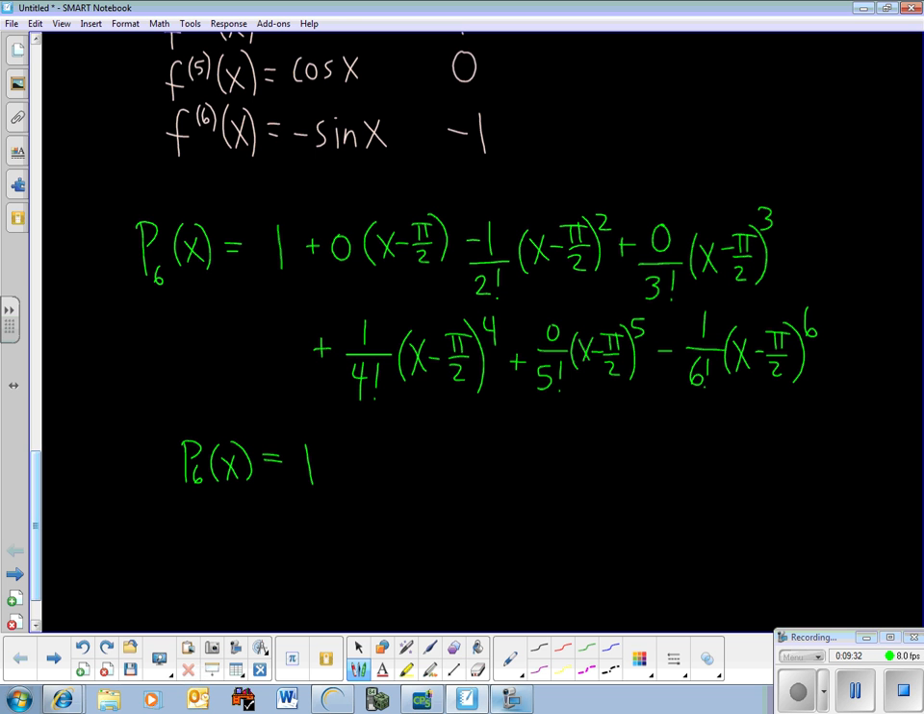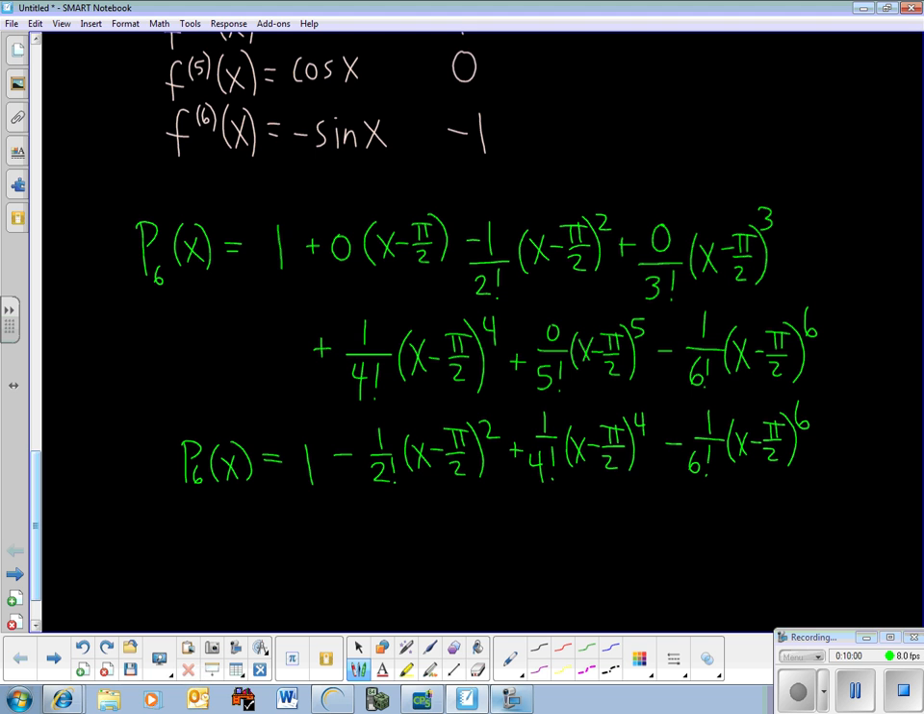1 minus, I'm going to leave the factorial even though I know that's just 2, just for effect, plus, minus, and this is it.